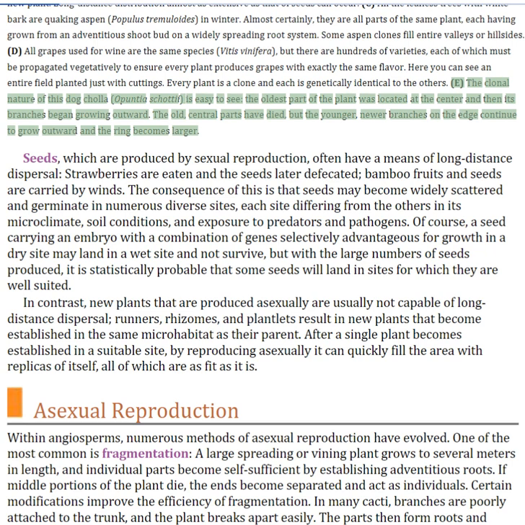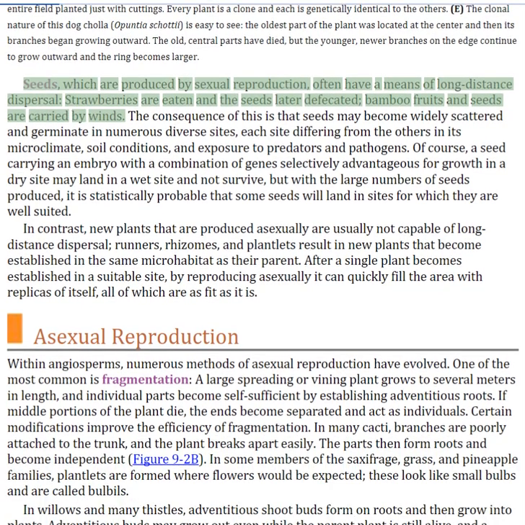The clonal nature of this dog cholla is easy to see. The oldest part of the plant was located at the center and then its branches began growing outward. The old, central parts have died, but the younger, newer branches on the edge continue to grow outward and the ring becomes larger. Seeds, which are produced by sexual reproduction, often have a means of long-distance dispersal.